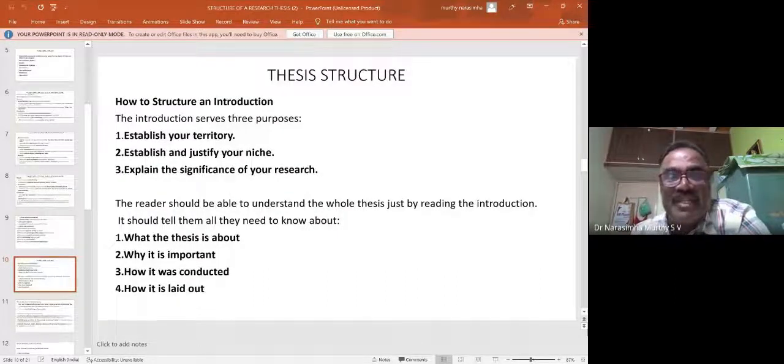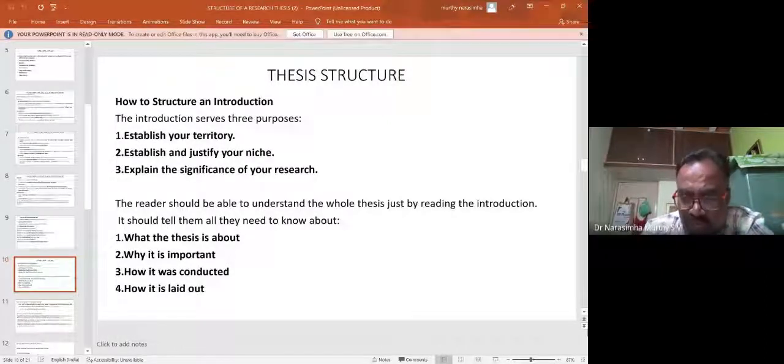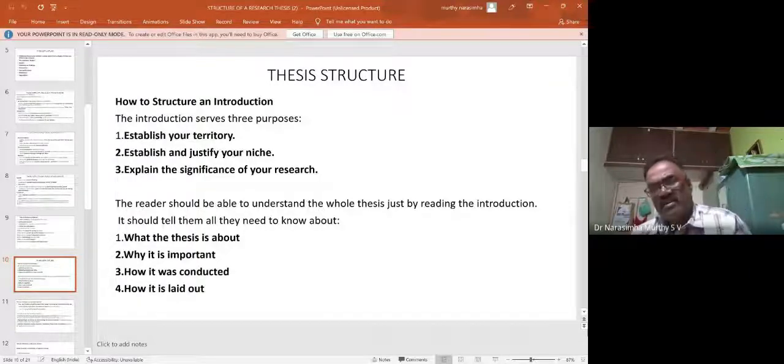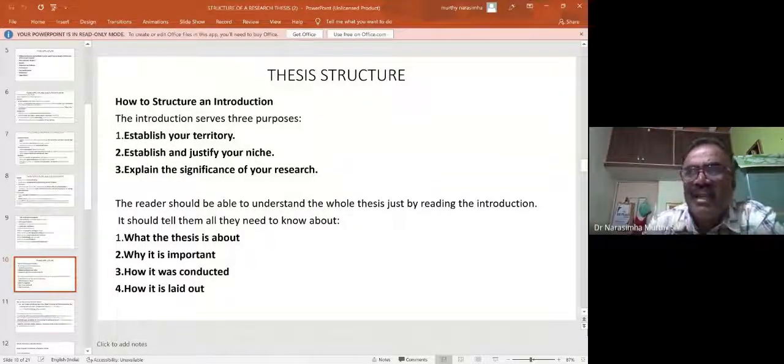Then the introduction. How do we structure an introduction? Any introduction should serve these three purposes. The first one, it should establish the territory, the area, the field of study. For example, I would like to work on Anita Desai's novels. And I cannot study all the novels. Then I have to narrow it down. That is the territory. Am I speaking about only these particular four or five novels?